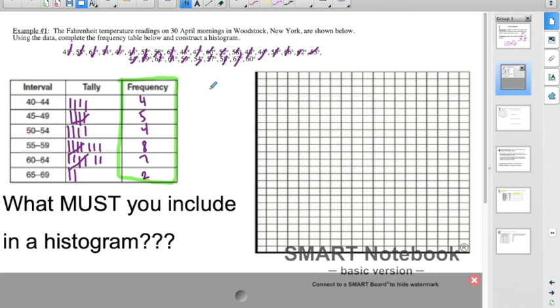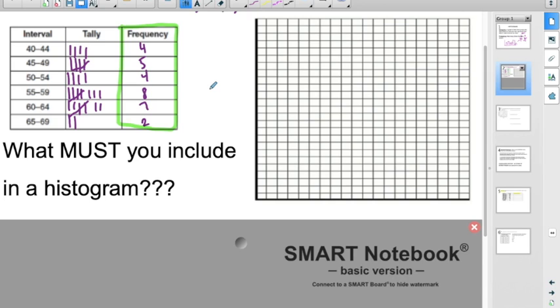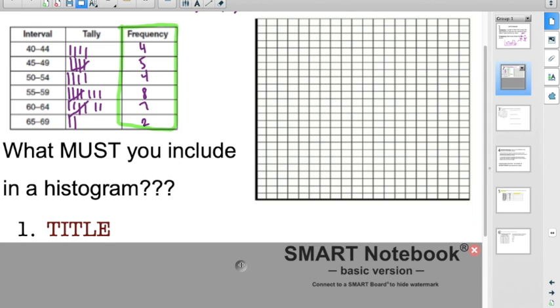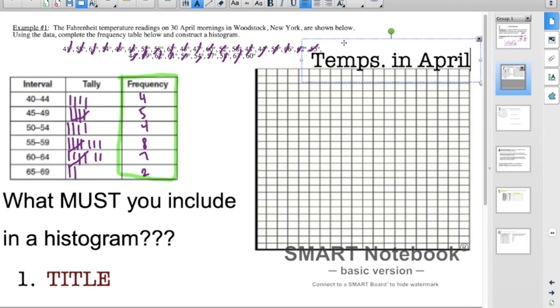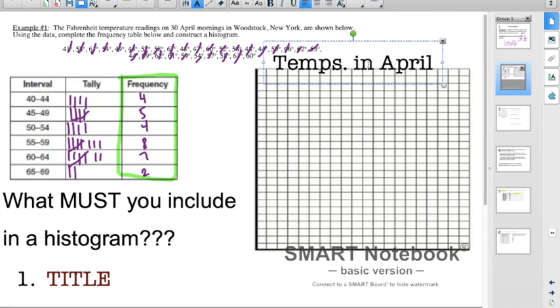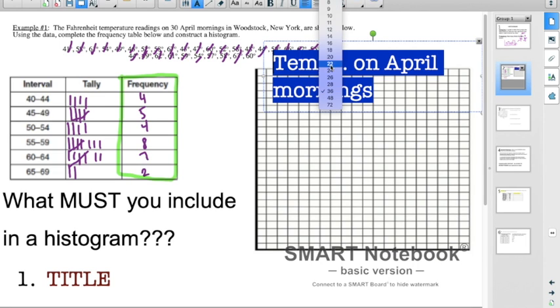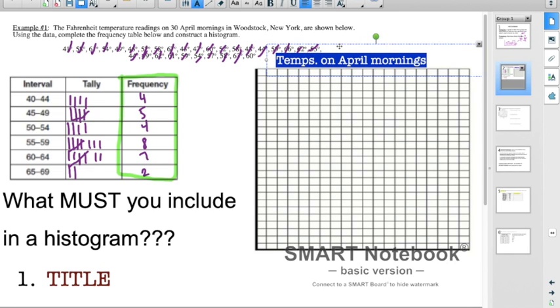So, what must you include in a histogram? There are 5 huge things that you must include in a histogram. Number 1, you need a title. You absolutely need a title for your histogram. So, let me label this: temperatures in April. Actually, let's do temperatures on April mornings because it's kind of specific what this graph is. Okay, so temperatures on April mornings. There's my title. Good.